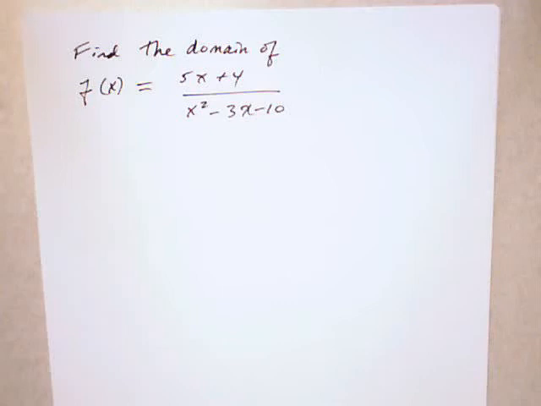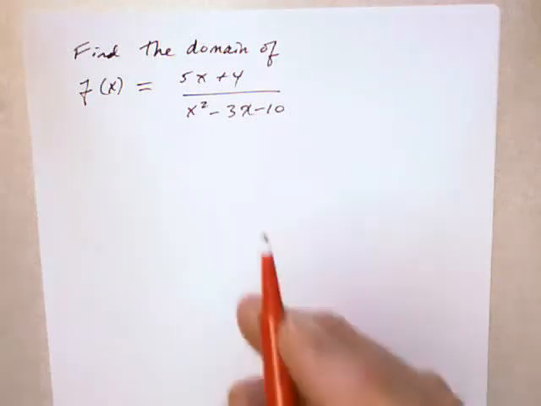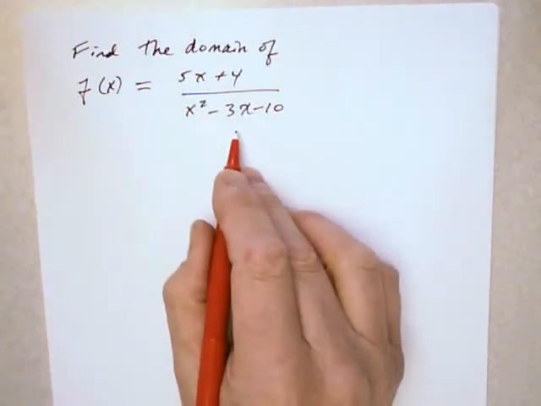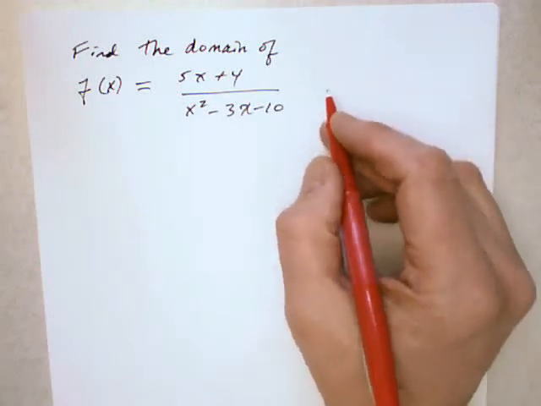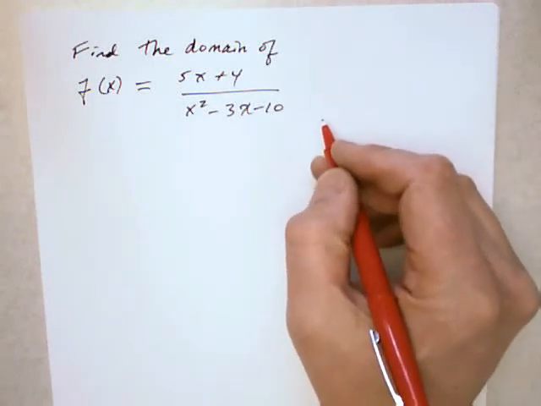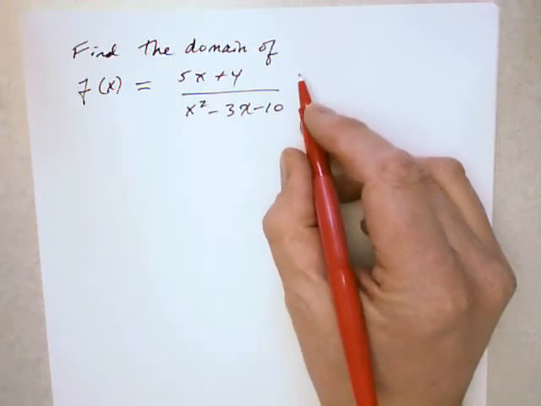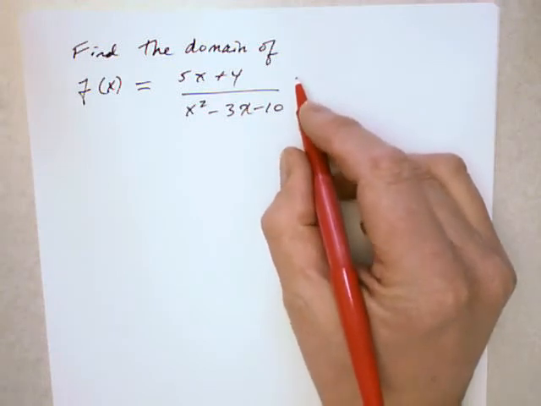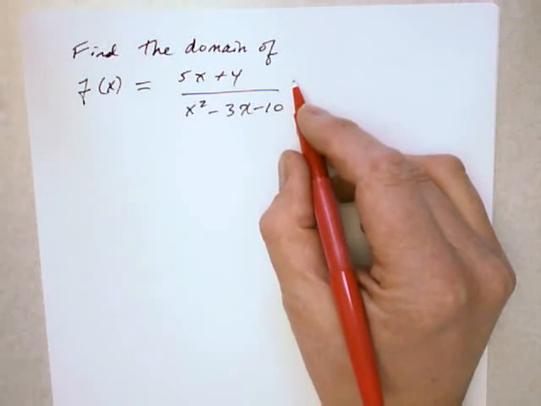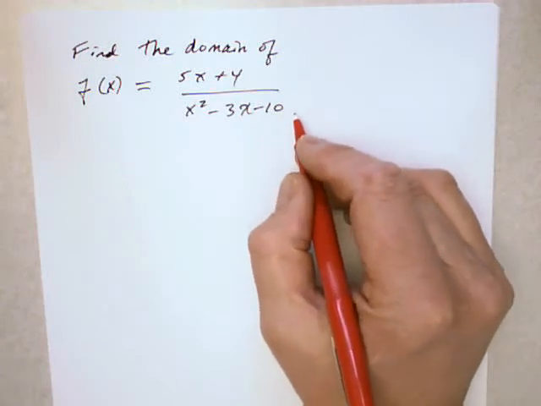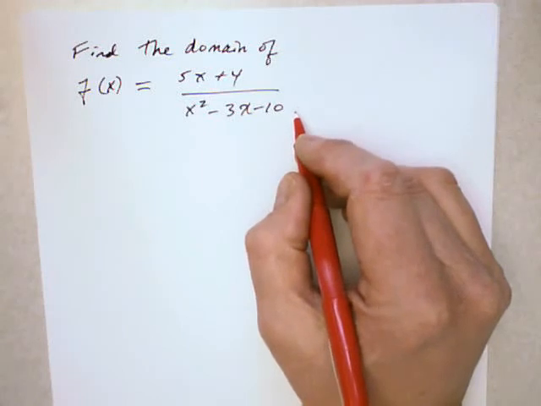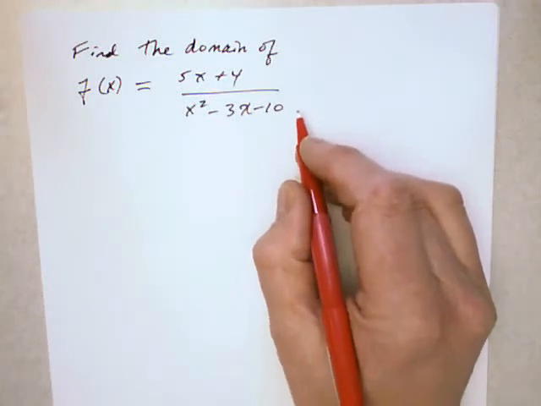In this example, we're asked to find the domain of the rational function (5x + 4) divided by (x² - 3x - 10). Now this is called a rational expression because, like rational numbers, which are really fractions, this rational expression consists of a quotient of the numerator 5x + 4, which is a polynomial, and the denominator, which is also a polynomial, x² - 3x - 10.